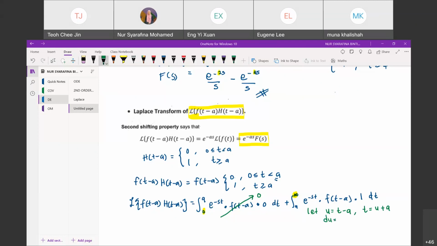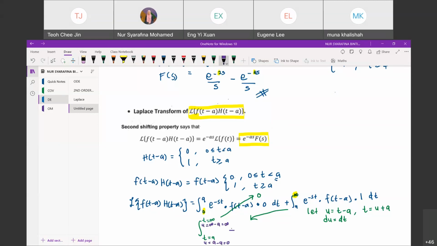And du equals dt. Okay, so now this one is t equals a, and this one is t equals infinity. But now we want to change to u, because we want to have it in terms of u plus a. So u equals t minus a. When t is a, u equals a minus a, which is 0. Here u equals t minus a; t is infinity, minus a, which equals infinity.